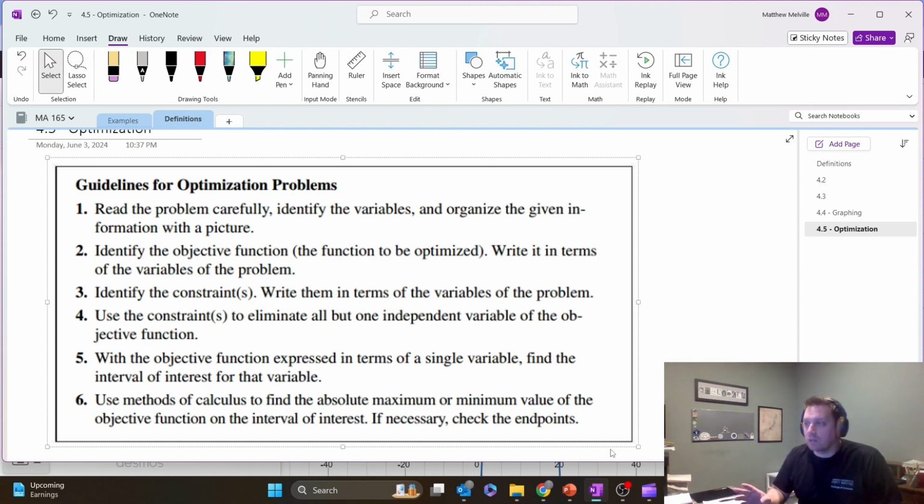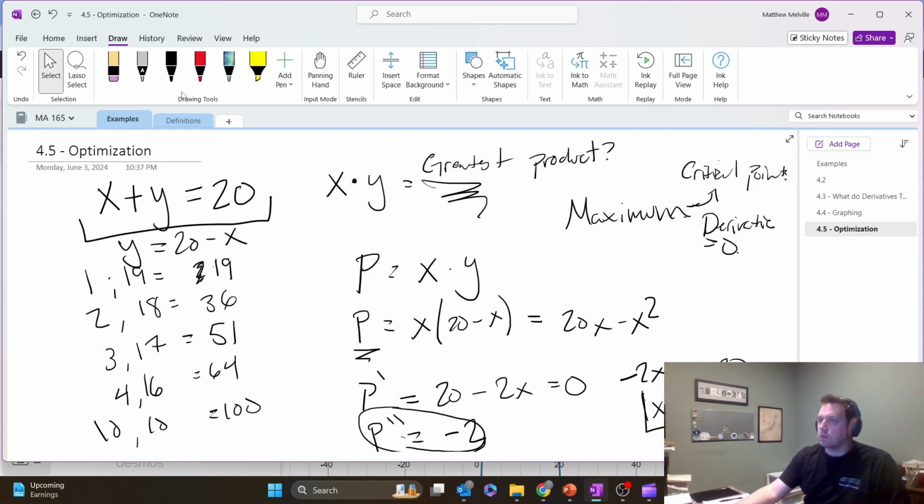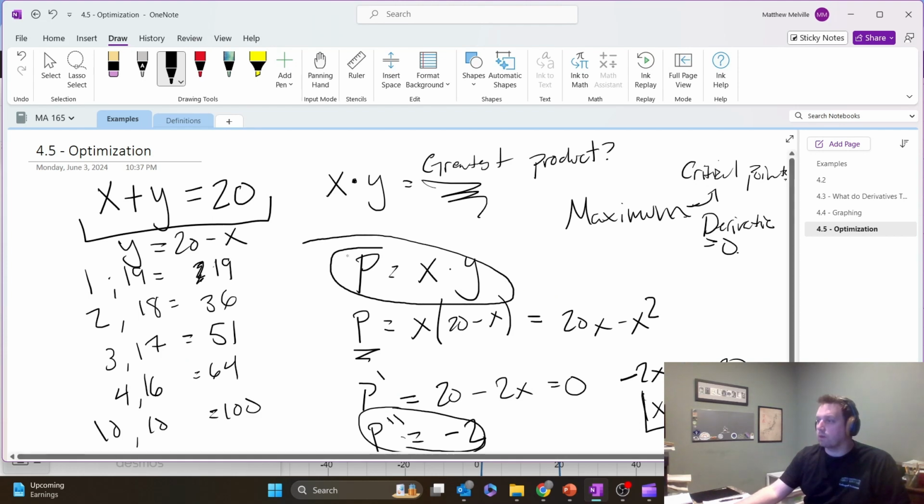The objective function, the function to be optimized. In this case, the function we wanted to be optimized was this product function right here. This was the one that we thought was the most important.